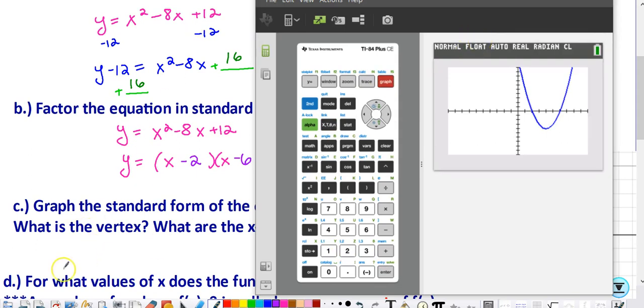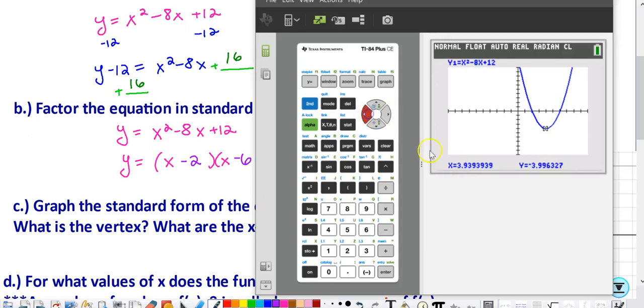Oh, I kind of got ahead of myself at the top there. That's okay. What is the vertex? So I'm going to trace. I'm going to get my cursor over here. Oh, look at those decimals.